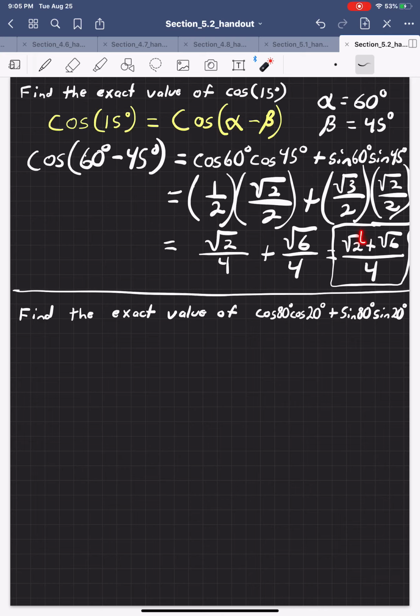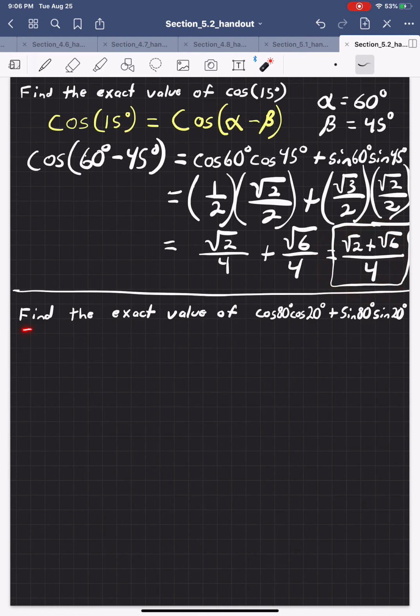Honestly, if you write a decimal in this class, it's probably wrong. It really is. Your answer will almost never be a decimal, unless it's a word problem, and I will tell you what to round your answers to. But this is the answer. This is what I'm looking for.